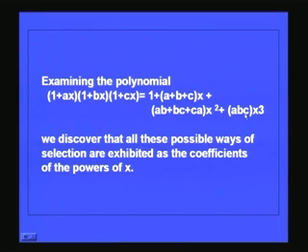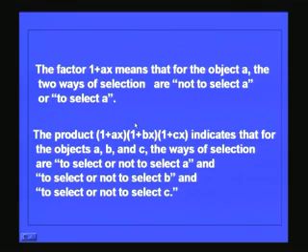Now, we discover that all these possible ways of selection are exhibited as the coefficients of the powers of x. Now, how do you interpret this? The factor 1 plus Ax means that for the object A, there are two ways of selection. One is not to select A, and another one is to select A. So, that is represented as 1 means not selecting A, the other is selecting A, that is Ax. So, it is represented like this.